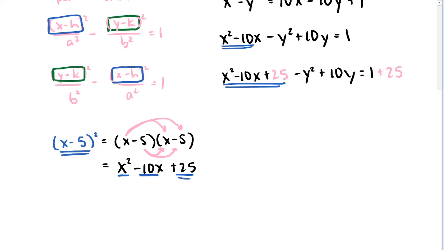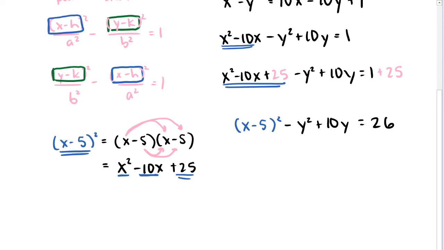Okay, so here I'm going to rewrite this part that's underlined in blue. That's equivalent to (x minus 5) squared. And I have minus y squared plus 10y is equal to 26. So now we just need to do the same thing to the y terms in this equation. We need to complete the square for the y terms in this equation.